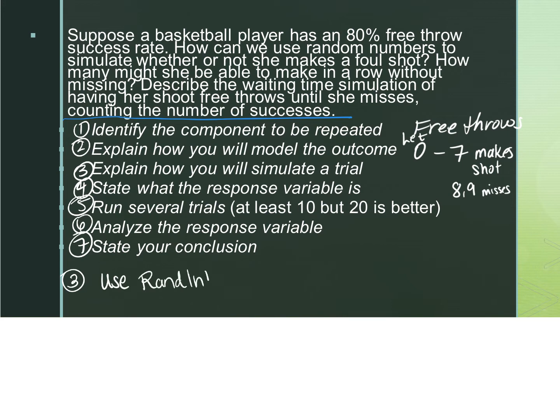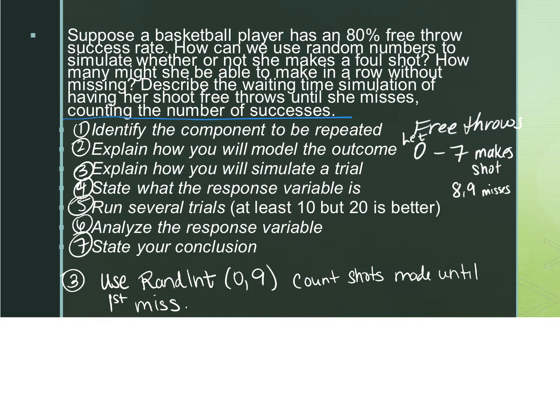randInt(0,9). We're going to count shots made until the first miss. Okay, so we're going to keep going until we get an 8 or a 9, which means she missed. Right? We're trying to figure out how many in a row can she make. That's what explain how you will simulate the trial means.